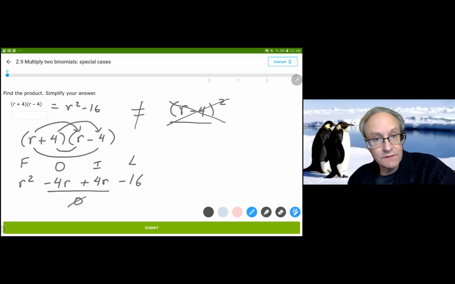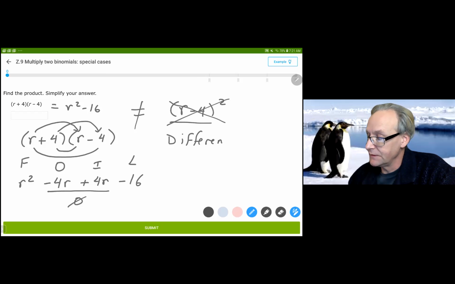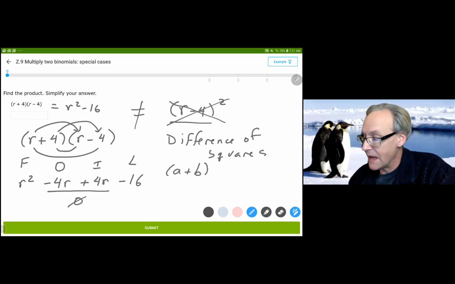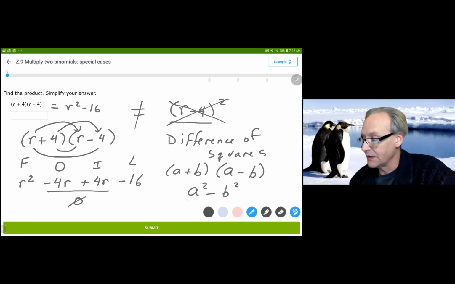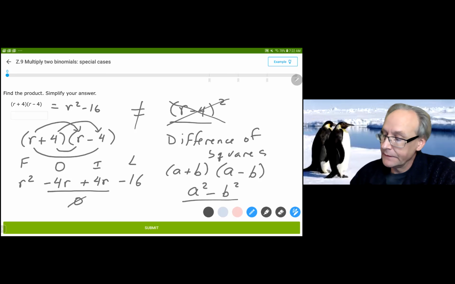So perfect squares are different than a difference of squares. A difference of squares means if I take a plus b, no matter what a and b are, they can even be expressions with multiple variables, and I take a minus b and I multiply them together, I always get a squared minus b squared because the middle terms cancel out just like they did here. Okay, I know that's a lot of stuff, but don't worry, just be careful. This is not the same as that.